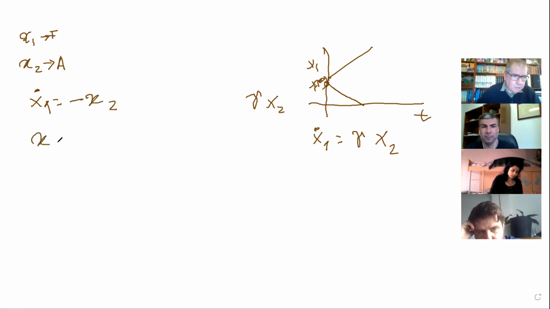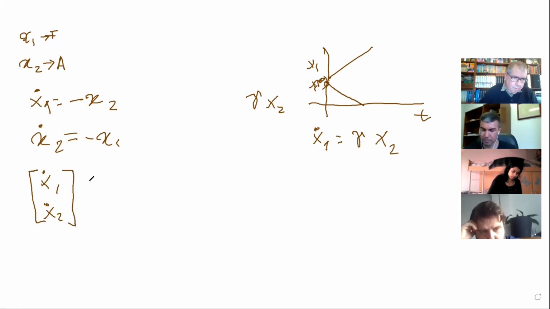Now, what about x2 dot? What is the equation? It should also be minus x1. Very good. Now you can write it as x1 dot, x2 dot in matrix form equals the matrix with 0, -1, -1, 0, times x1, x2.